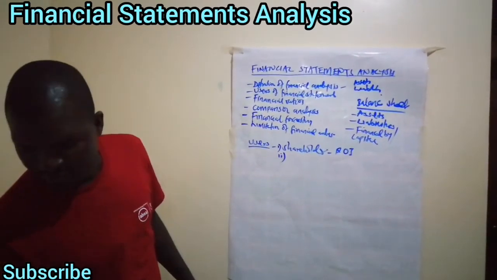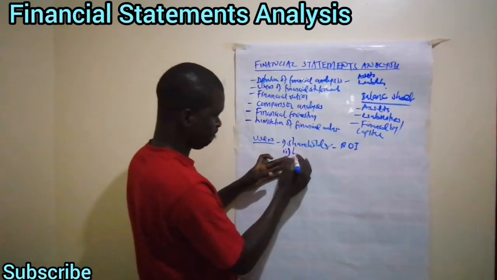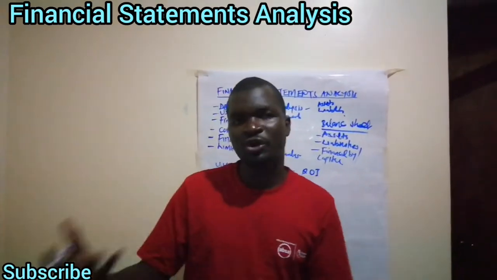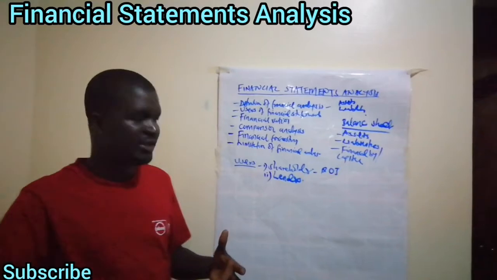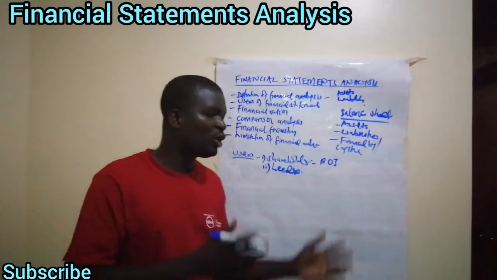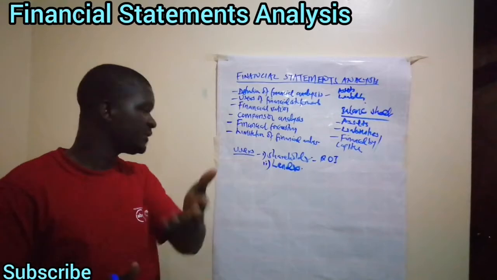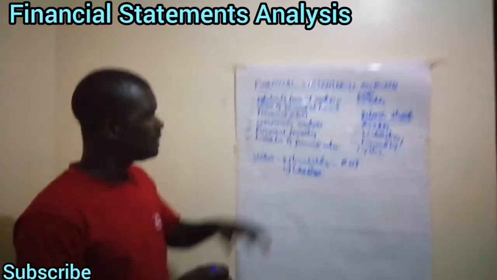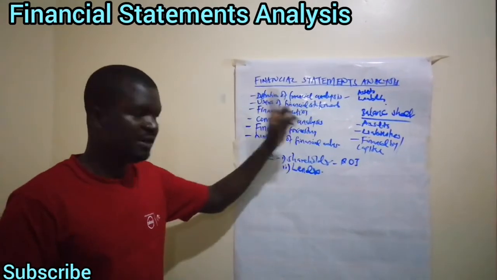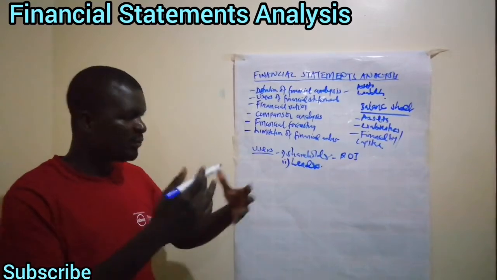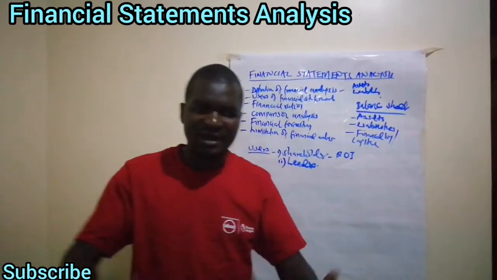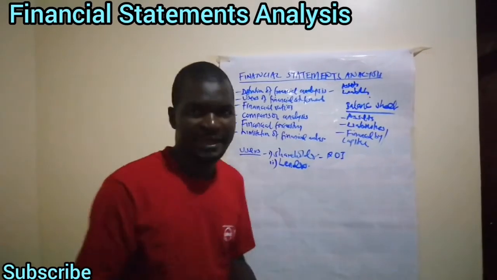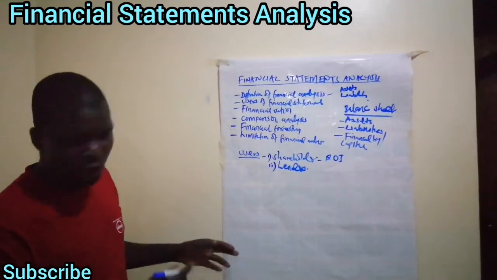Another users are the lenders. Who are lenders? Lenders can be short-term or long-term. Short-term lenders are like trade creditors, the suppliers, and long-term lenders can be financial institutions like banks, and can also be bond holders. This information is very, very useful to them because they will look at the liquidity of that firm. Is the firm able to meet its short-term obligations? Are they able to get their debts on time?